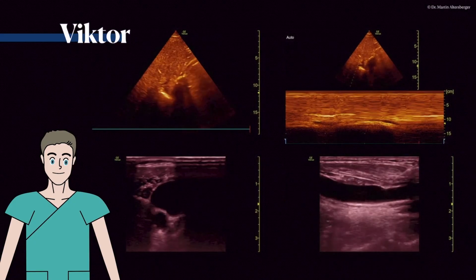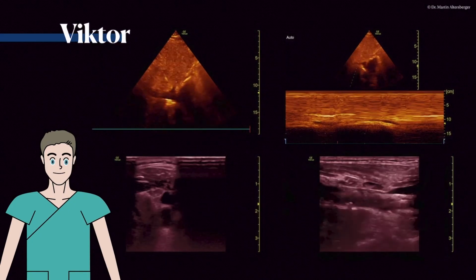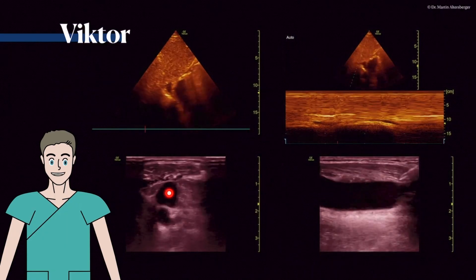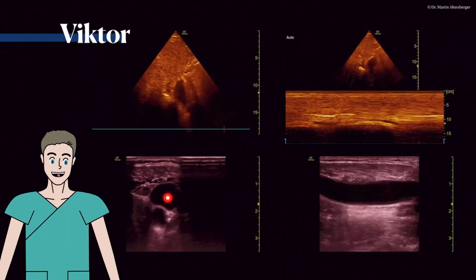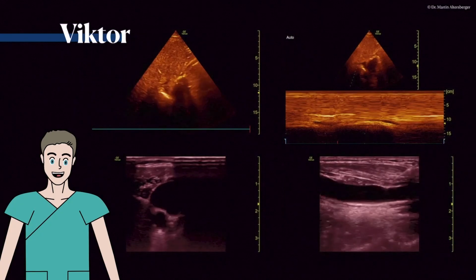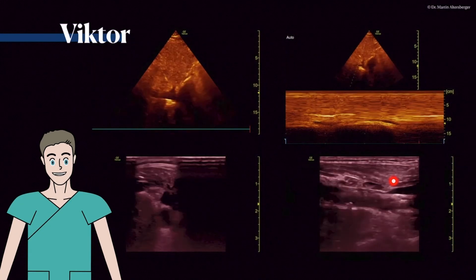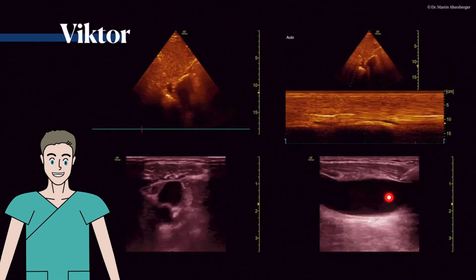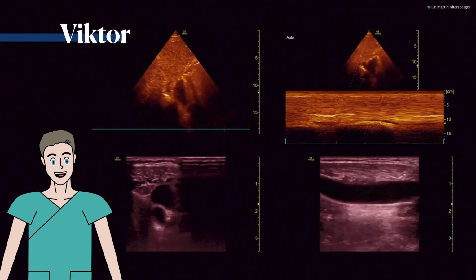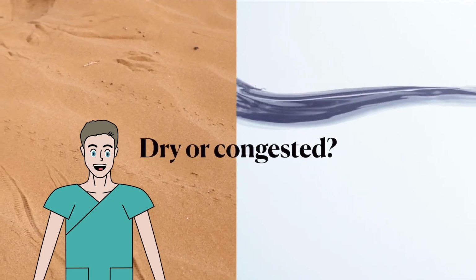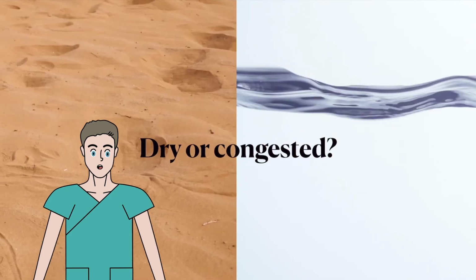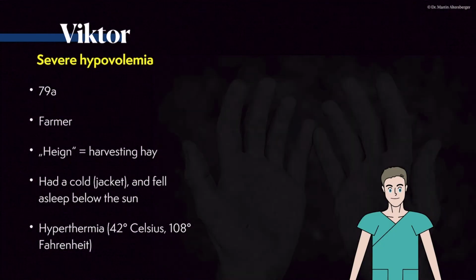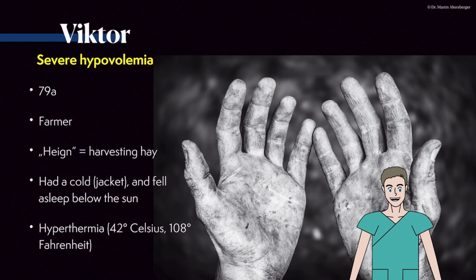But it was not even that easy to keep the IVC in our field of view, but when you take a look at the internal jugular vein, you see that it's also collapsing. And here this is a placement of a needle for a central venous access. You also do see the collapsing internal jugular vein. So what's the problem of this patient? Is he really dry, or is congestion the problem? Well, this is a case of severe hypovolemia.